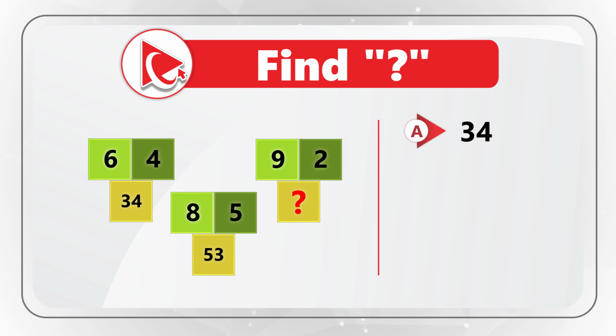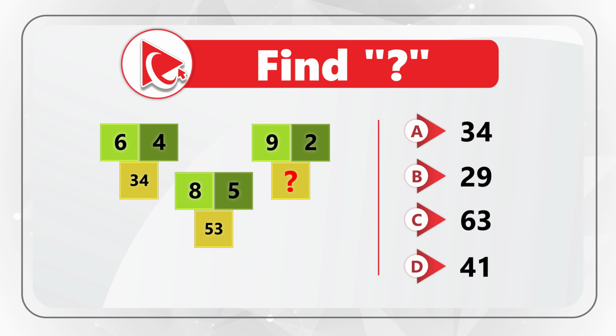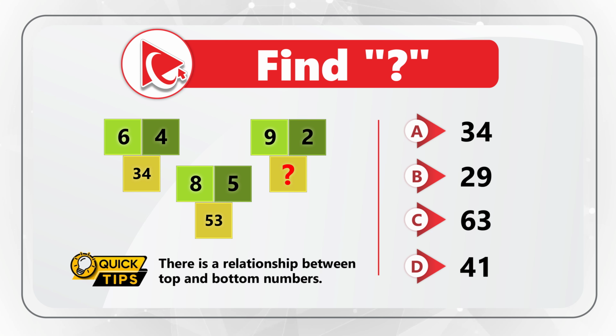Choice A, 34. Choice B, 29. Choice C, 63. Choice D, 41. Take a close look to see if you can complete the calculations. I'm going to give you a quick hint. See if there's a relationship between the top 2 numbers and the bottom number.